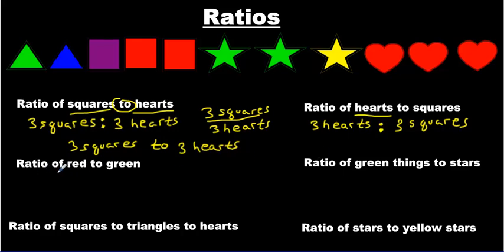So now we have the ratio in this third one of red to green. No shape is being indicated, just color. So we have 5 red things. So I'm going to write 5 red, dot, dot. How many green things? We've got 3 green things.